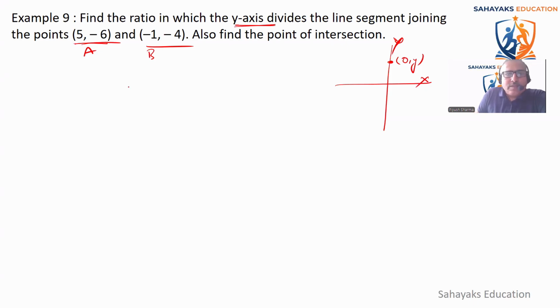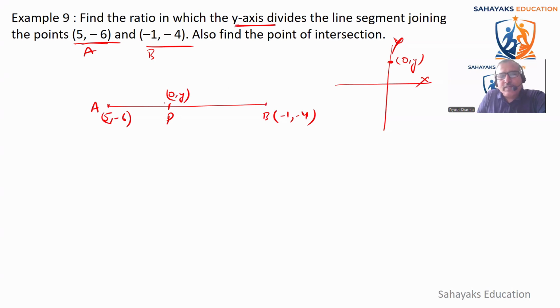So let's find out. So this is point A, 5 minus 6, and this is point B, minus 1 minus 4. And this is the point where the y-axis is dividing it. So I'll just mention it as 0 comma y, and I'll put this point as P. Now if I have to find out in what ratio it is dividing, let me just say that it is dividing in the ratio k is to 1, as mentioned in the previous question. We have to take k is to 1 and not m1 is to m2.